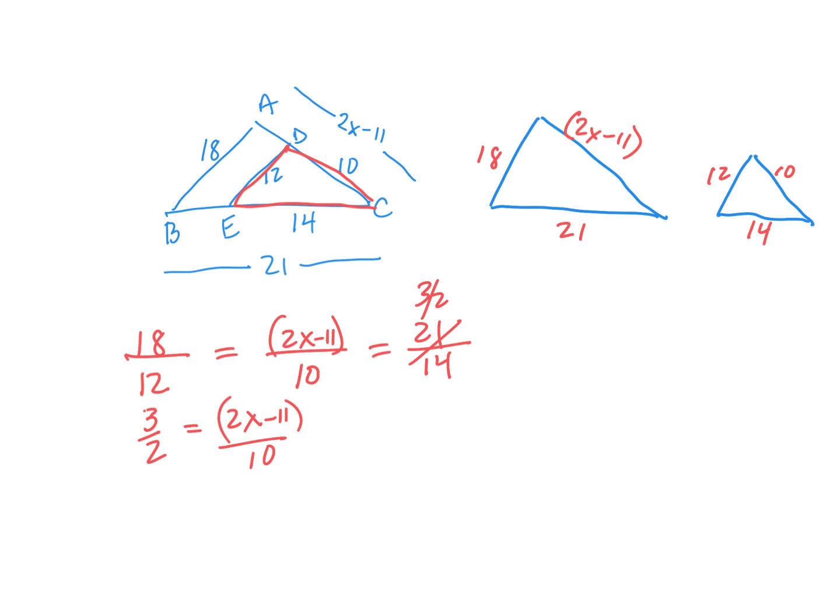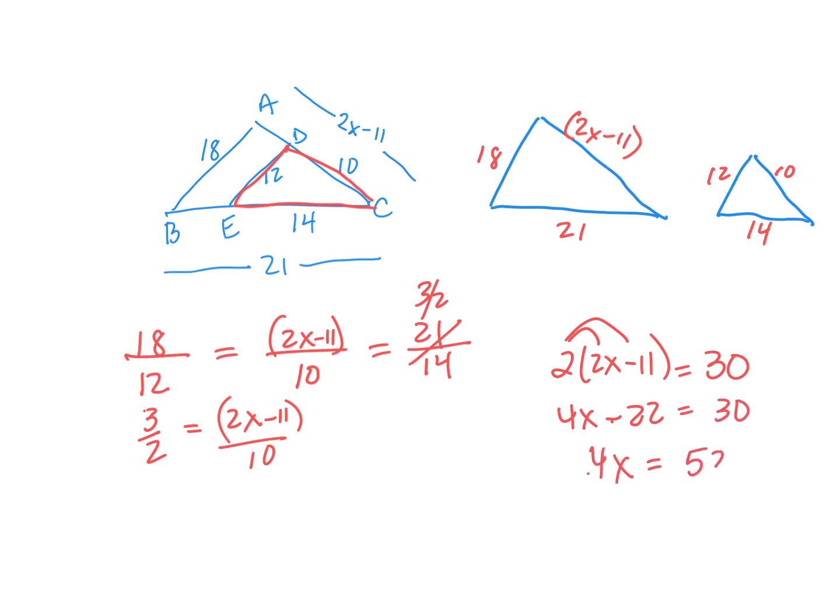And now I just cross multiply, and I do what we did before. We have 2 times 2x minus 11 equals 30, because 3 times 10 is 30. And then you distribute that 2. You get 4x minus 22 equals 30. 4x equals 52. And when I divide 52 by 4, I get 13.